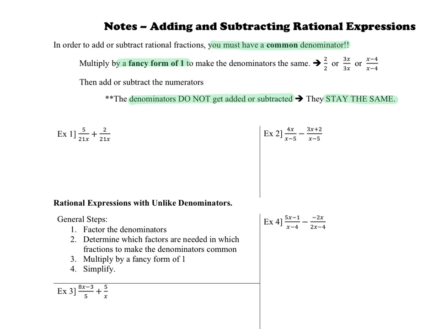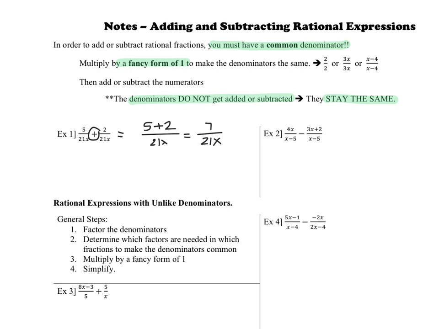So our first two examples have denominators that are in fact the same. So these are both 21x. That means we can go ahead and add the numerators. We're adding because this symbol here in the middle means we're going to add. So this turns out to be 5 plus 2, and then the denominator stays 21x. Well, 5 plus 2 makes 7, and 7 over 21x.